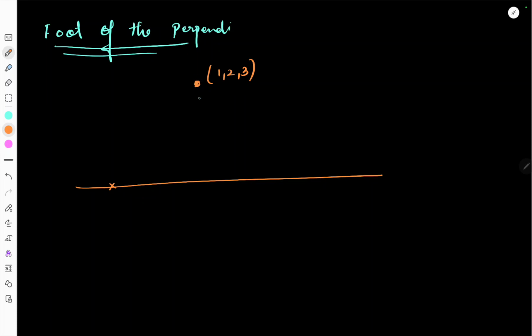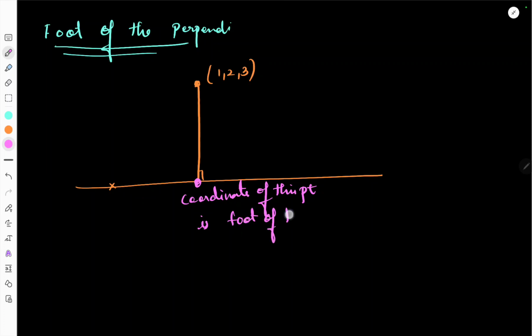Foot of the perpendicular is nothing but the coordinate on the line. From this point I have to draw one perpendicular line. Wherever it intersects, we have to take the coordinate of this. The coordinate of this point is the foot of the perpendicular. Suppose the line equation is given in this form, (x minus 2) by 3 equal to (y minus 1) by 2 equal to z by 3 equal to some lambda, a constant because it is the same ratio.